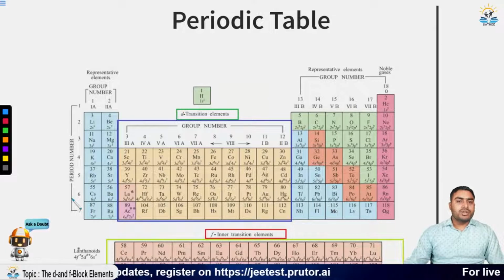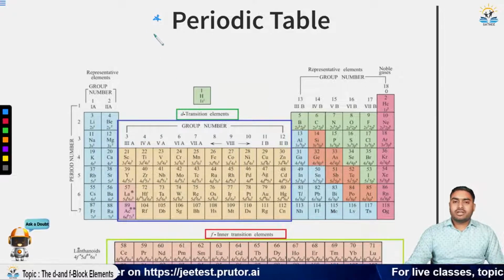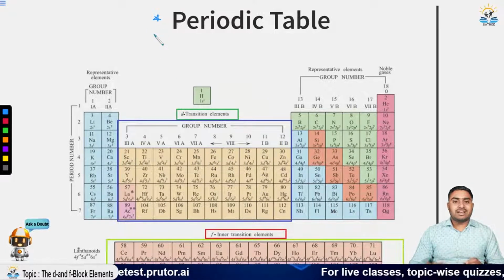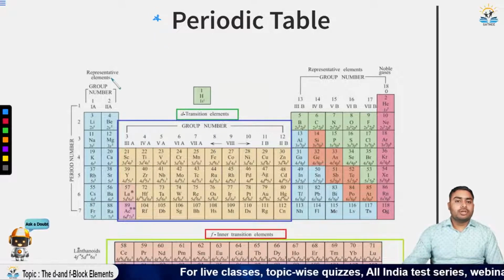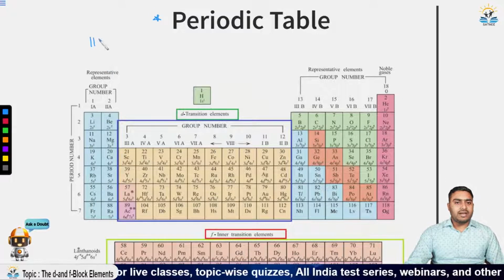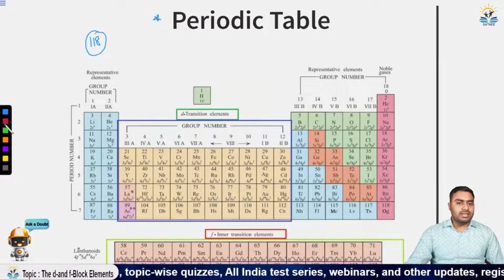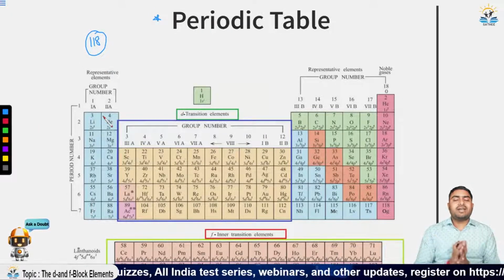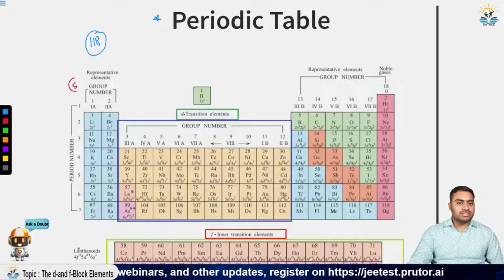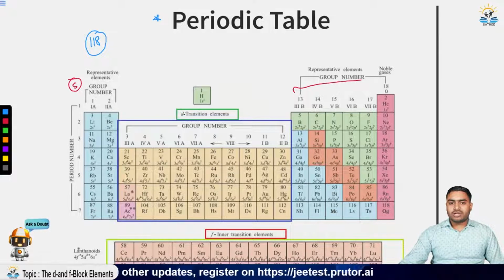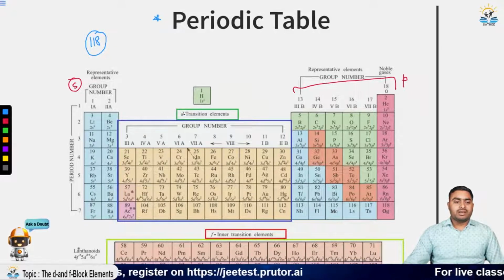You can see here this is the periodic table. First of all, let's understand where the D block elements are present in the periodic table. In this periodic table we have 118 elements, and these 118 elements are divided into 4 blocks. One is S block. You can see from 13 to 18 this one is P block, right?